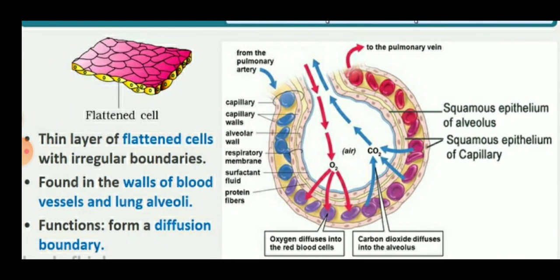First is the squamous. The squamous epithelium is a thin layer of flattened cells with irregular boundaries. It is found in the walls of the blood vessels and the lung alveoli, and the function is to form a diffusion boundary. You can see this type of tissue in this picture, squamous simple epithelial tissue.